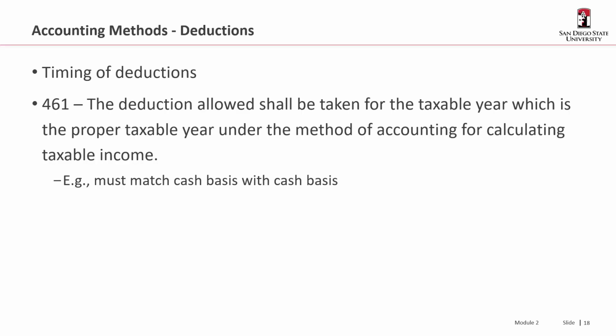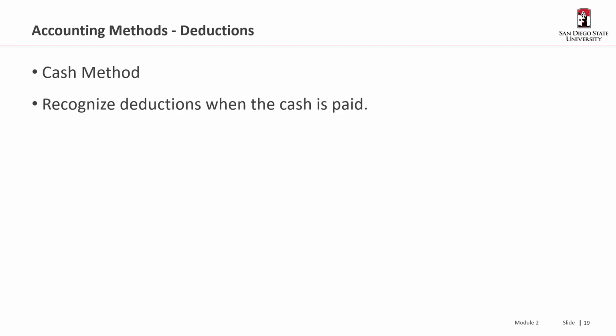All right, now we can shift our attention to deductions. So the timing of deductions, the rules under 461 give us a very vague sort of statement that says deductions allowed shall be taken for the taxable year, which is the proper taxable year under the method of accounting for calculating taxable income. And so what they're really saying there is when you use the cash method for income, you use it for deductions. If you use the accrual method for income, you use that for deductions as well. So under the cash method, kind of a strict interpretation, the general rule would simply be you recognize deductions when cash is paid.